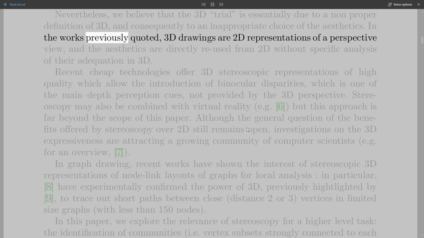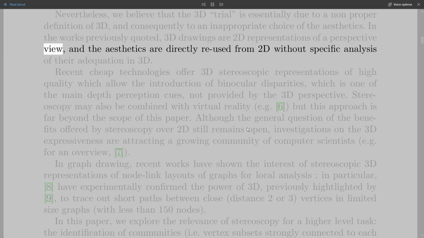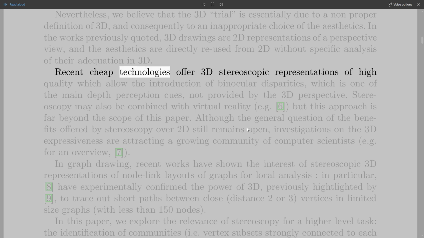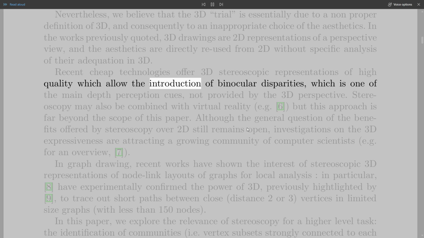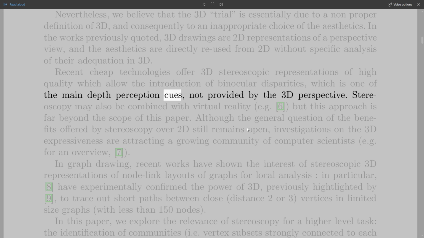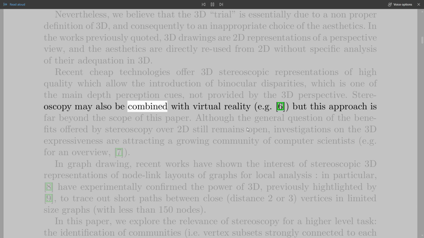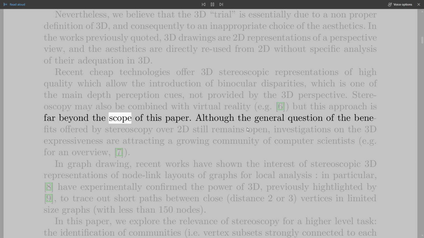In the works previously quoted, 3D drawings are 2D representations of a perspective view, and the aesthetics are directly reused from 2D without specific analysis of their adequacy in 3D. Recent cheap technologies offer 3D stereoscopic representations of high quality, which allow the introduction of binocular disparities, which is one of the main depth perception cues not provided by the 3D perspective. Stereoscopy may also be combined with virtual reality, e.g. 6, but this approach is far beyond the scope of this paper.